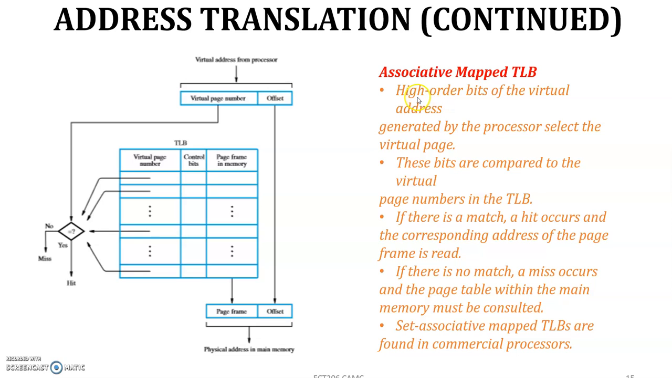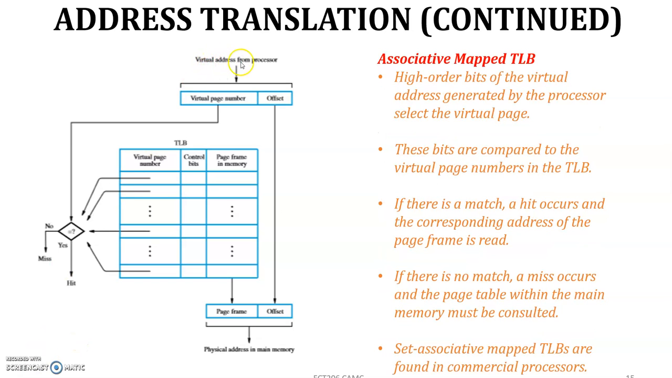In an associative mapped TLB, the higher order bits of the virtual address generated by the processor select the virtual page number. We already discussed that the virtual address from the processor contains a virtual page number. So these higher order bits generated by the processor select the virtual page. These bits are compared to the virtual page numbers in the TLB.